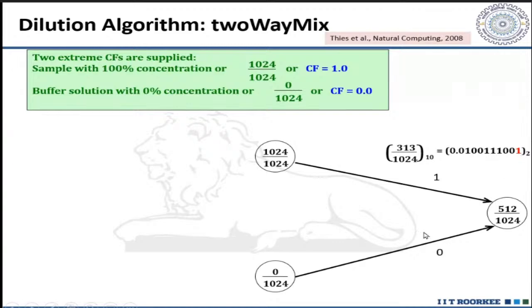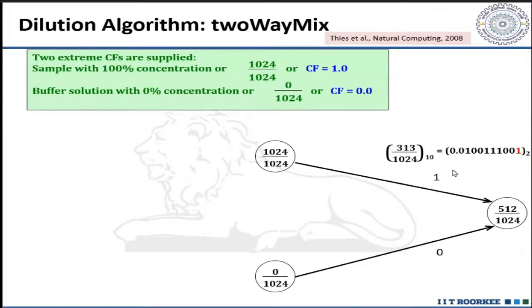So this first one indicates this mixing, then is 0. 0 means you have to take the buffer. So if you take the buffer, then it will be half of this, because every time you are mixing, you are taking the concentration 1 and concentration 2 in equal amounts. So C1 plus C2 divided by 2, because those are equal volumes. So divided by 2 is giving you 256 in the next step.